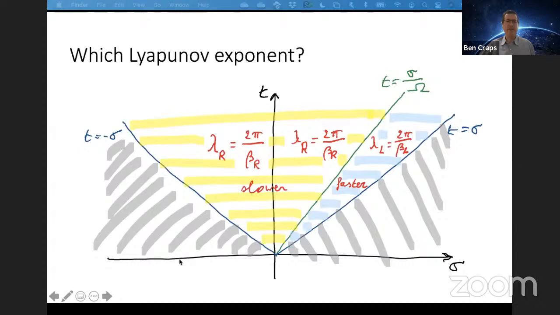And you see, if sigma is negative in my convention where omega was positive, then you first are in this region where there is no exponential growth, and then you go to the region where you have the slower of the two Lyapunov exponents. If sigma is positive, you first enter the regime of faster exponential growth set by the left moving temperature in my conventions, and then you transition to the slower right moving Lyapunov growth. So at sufficiently late times, it's always the slower of the two that wins.